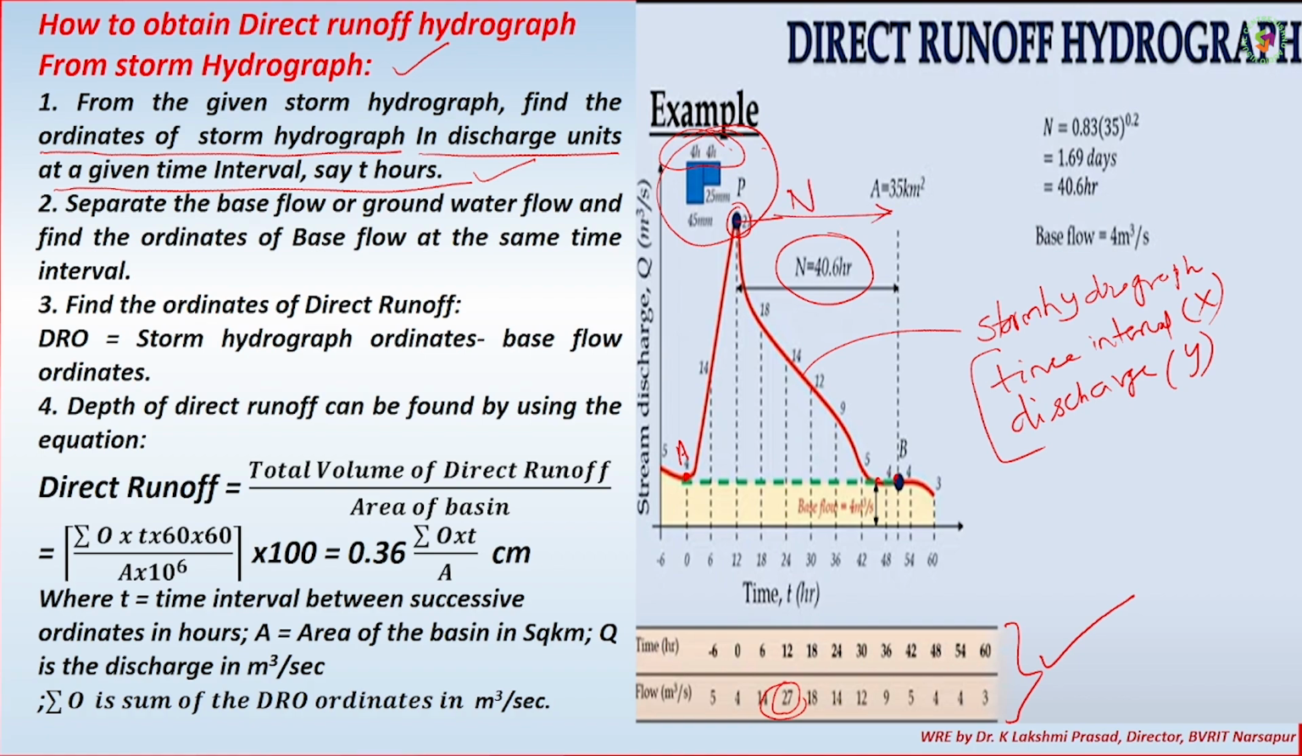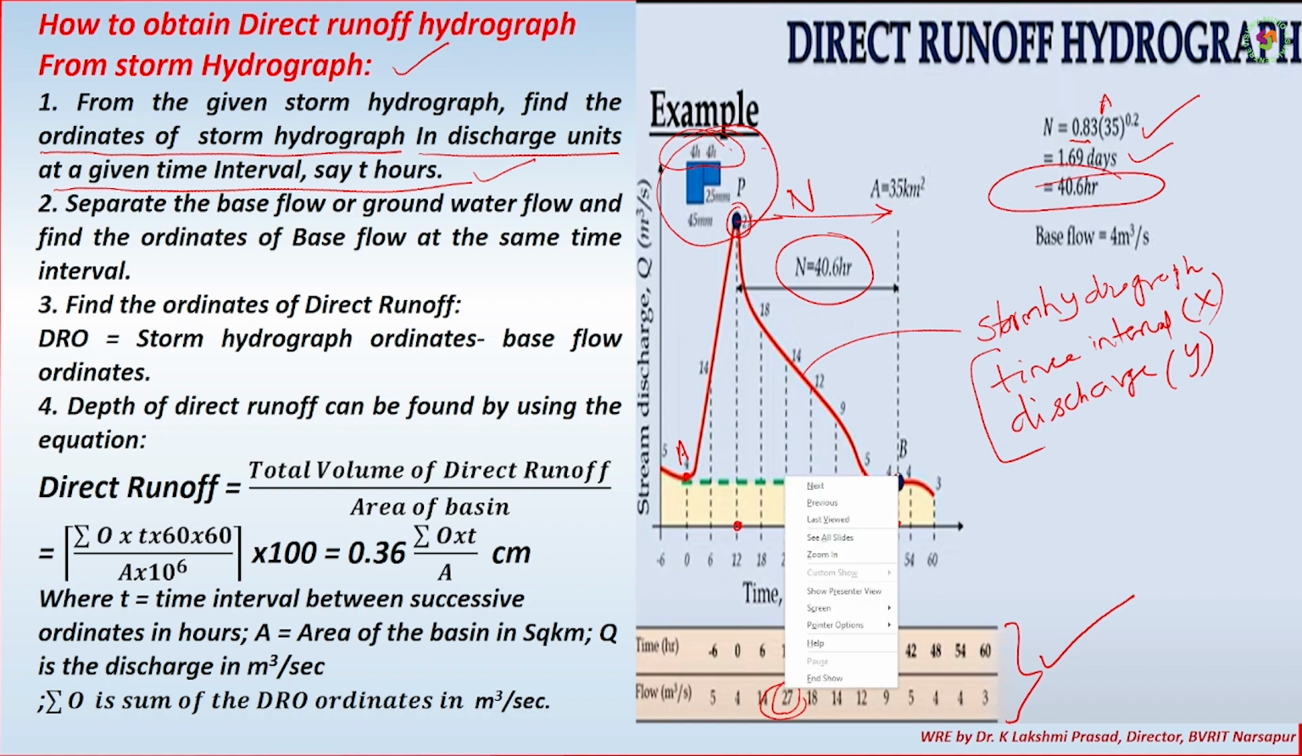What is that n days? N is equal to 0.83 into A to the power of 0.2. A is 35 kilometers square, which is given, for example, in a problem. So 0.83 into A to the power of 0.2 gives 1.69 days, which is equivalent to how many hours? Some 40.6 hours. So from 12 you add 40.6, and you will get this point. Put that point on the recession limb.